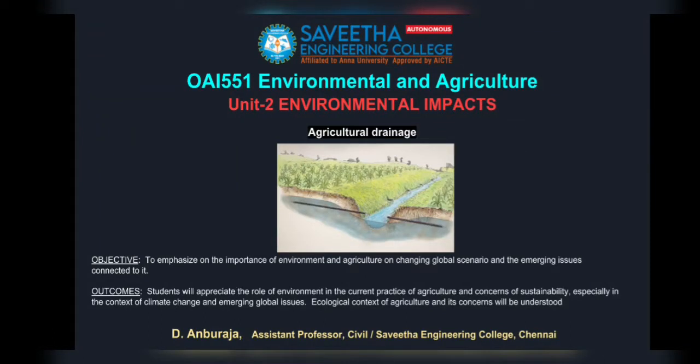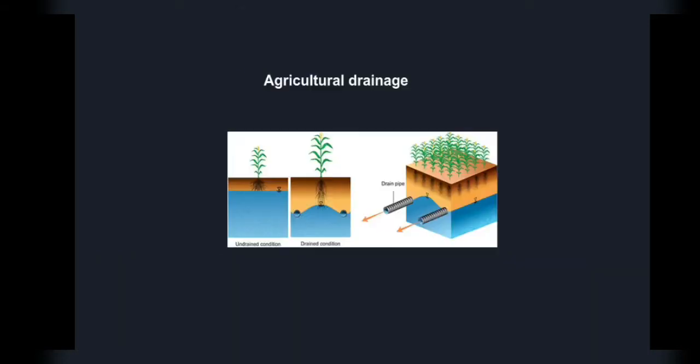Everyone, now we are going to discuss agricultural drainage, Unit 2, environmental impact. The subject name is environmental and agriculture. Agricultural drainage is using surface ditches, subsurface permeable pipe or both to remove standing or excess water from poorly drained lands.